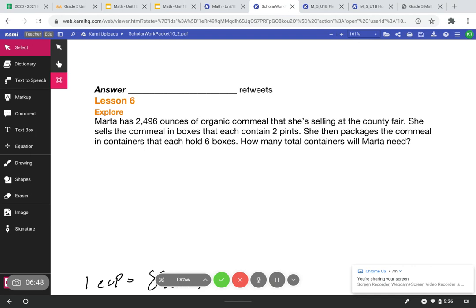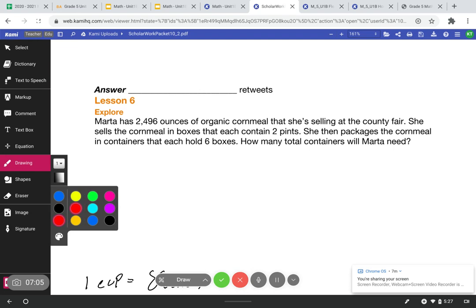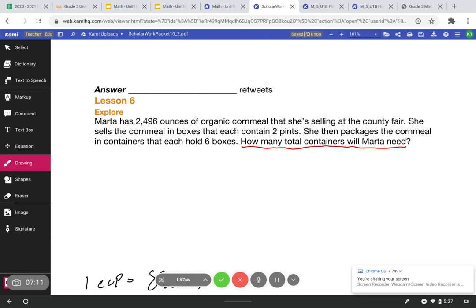She sells the cornmeal in boxes that contain 2 pints. She then packages the cornmeal in containers that each hold 6 boxes. How many containers will Martha need? So, what is this question asking us? They are asking us, how many containers will Martha need? That's what we're trying to figure out.